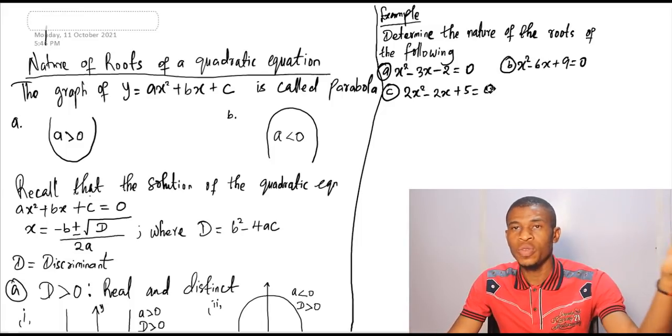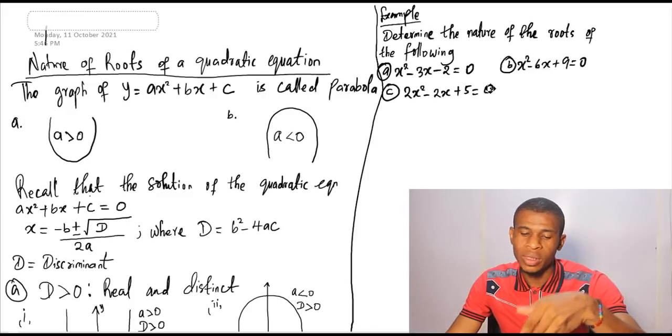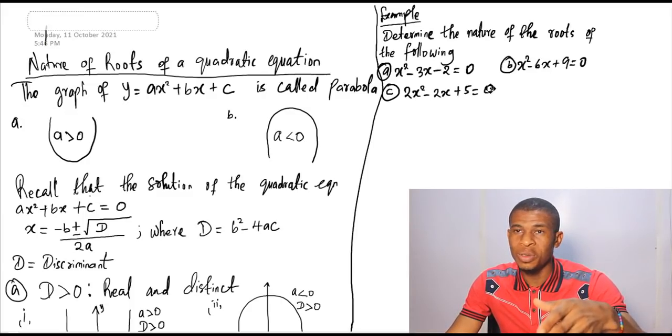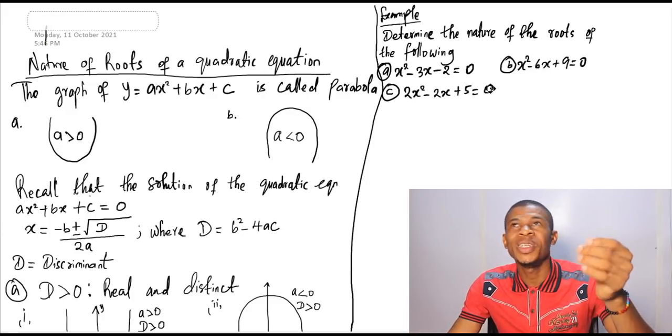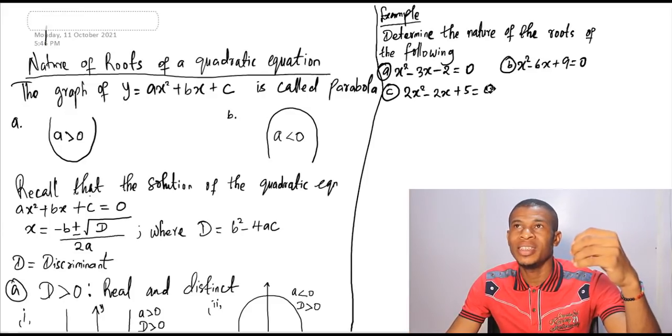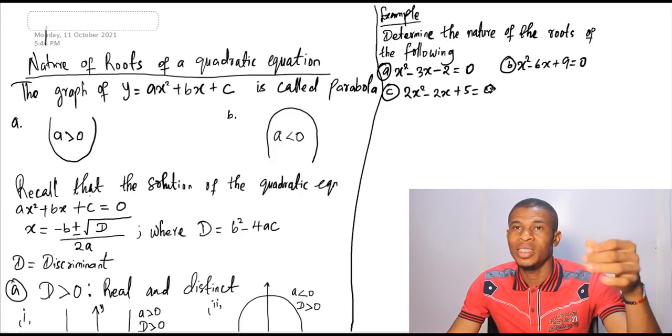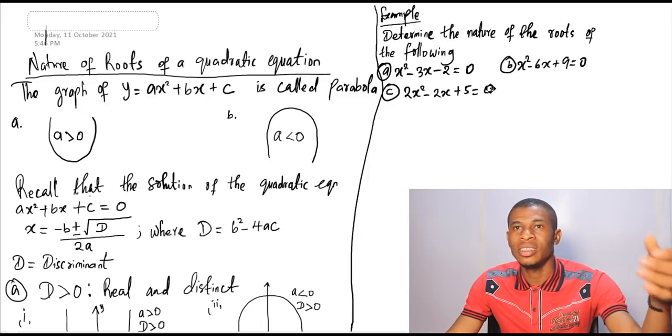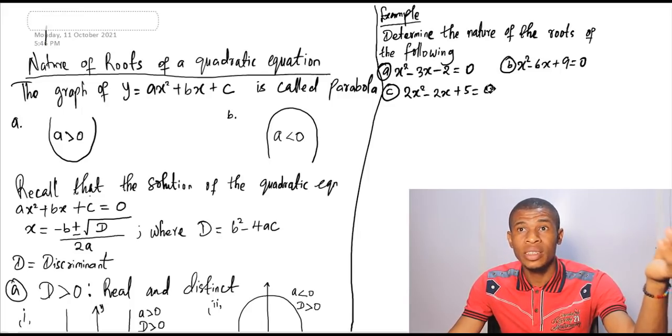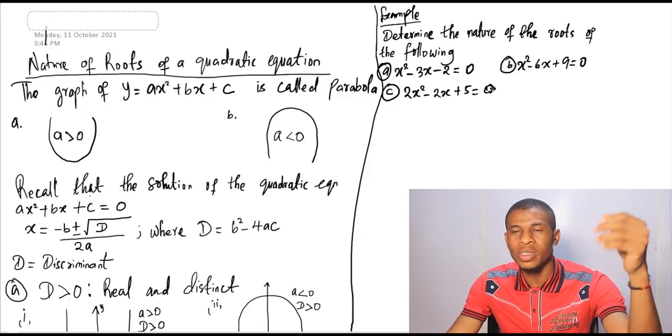Of course, we can solve the quadratic equation, but the instructions are for you to determine the nature of the roots. You don't necessarily need to solve the quadratic equation to get something like maybe 2 and 3, and then say, since I've gotten the roots 2 and 3, hence the roots are real and distinct. Fine, you are correct, but save yourself the stress.